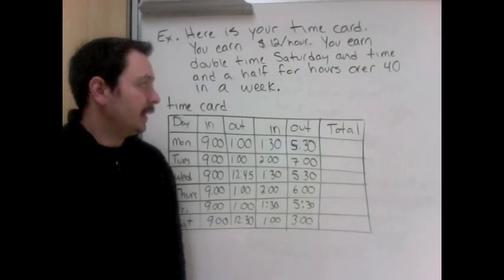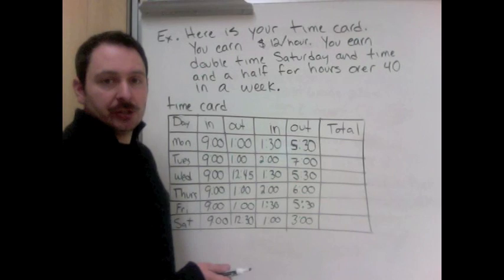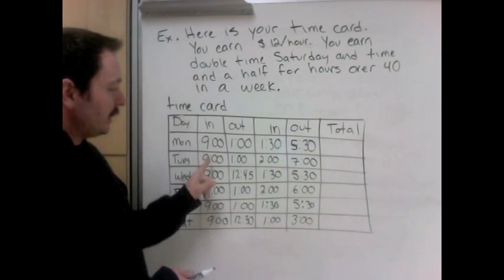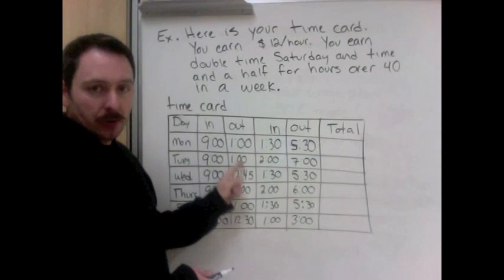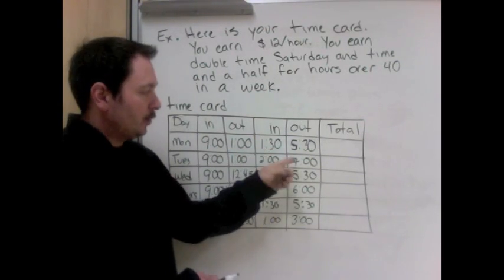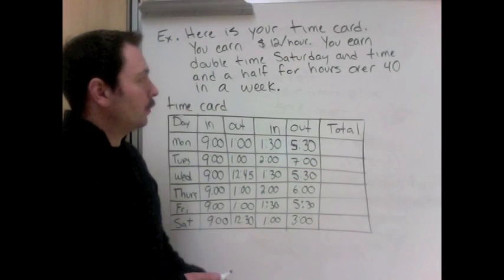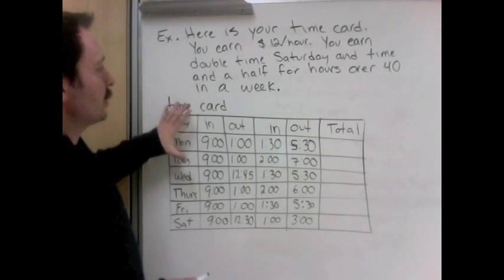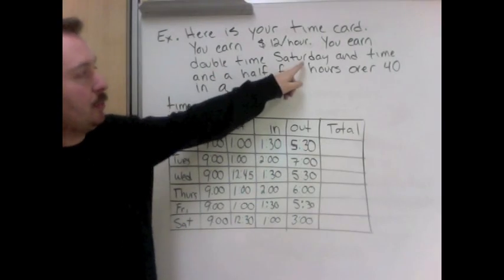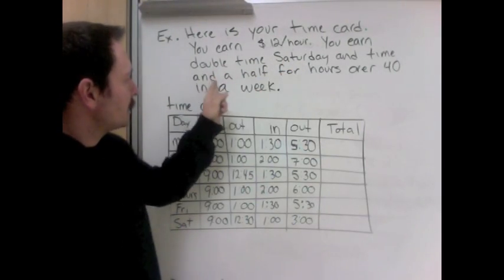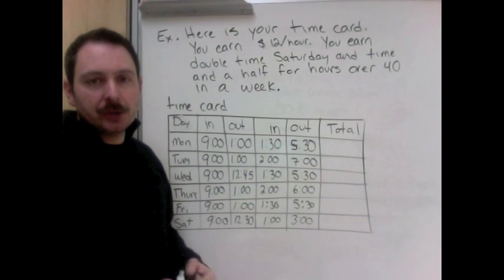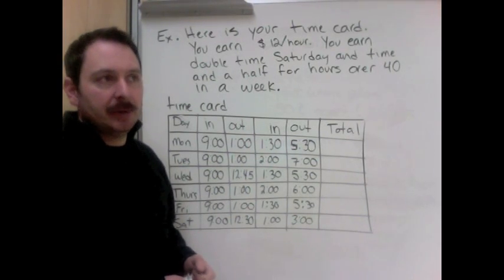We're going to look at an example of a time card. Maybe this is your time card for the week. You work Monday, and at this job, you're coming in at a certain time, you're timing out at a certain time, and then you take a lunch break, you come back, you punch in, you work, you punch out, and you calculate your total. So for this example, you earn $12 per hour. You earn double time if you work on a Saturday, and you work time and a half for hours over 40 in a week. So the first 40 hours you get paid regular time. After that you get time and a half.